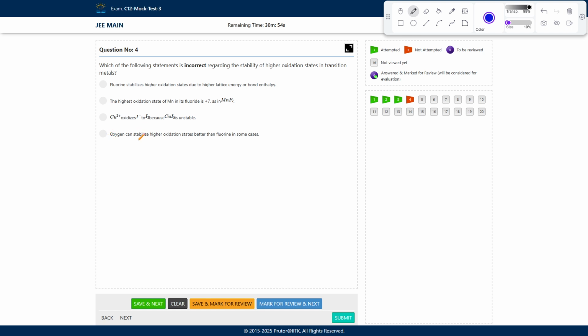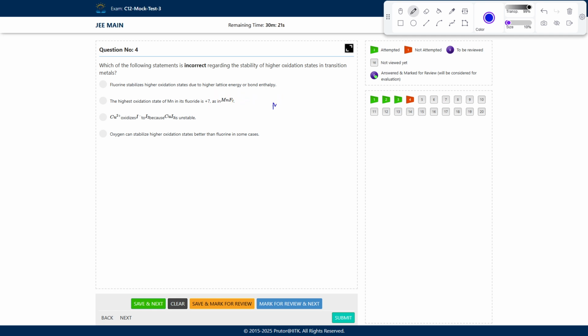When you see the fourth statement, that oxygen can stabilize the higher oxidation states better than fluorine in some cases, this is also a correct statement, because oxygen can stabilize some higher oxidation states in the transition elements even better than fluorine in some cases. Okay, now the only remaining statement is option second, that the highest oxidation state of manganese in its fluoride is +7, as in MnF7.